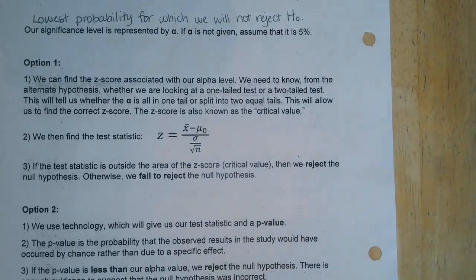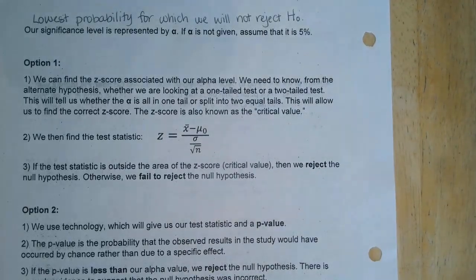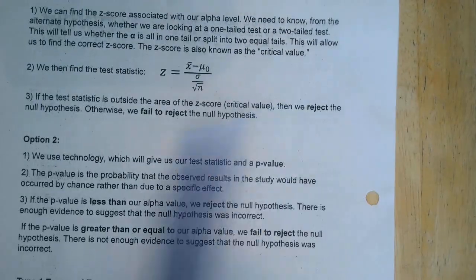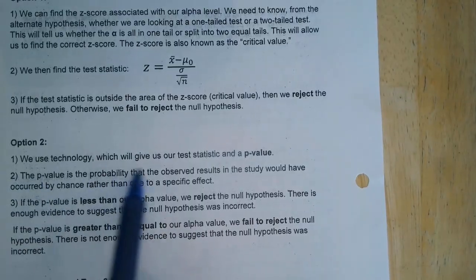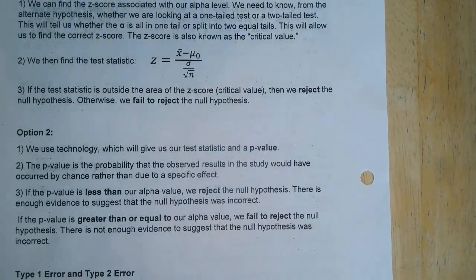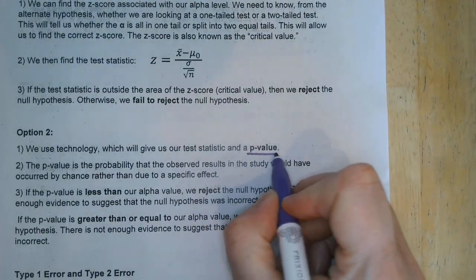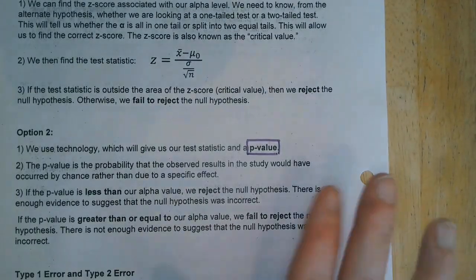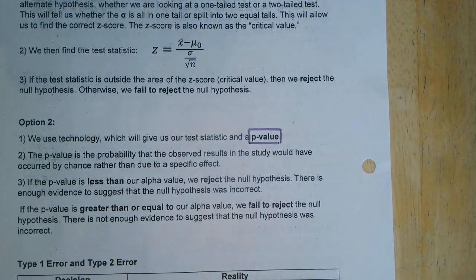All right, so how do we decide, again, whether it's likely enough or unlikely? So I'm going to look at option 2 first, and then we'll come back to option 1. So option 2, we use our technology, which will give us something called a test statistic, we'll talk about that in a minute, and a p-value. Okay, so this p-value is important, and we'll talk about this in every single example we do for the next 3 modules.